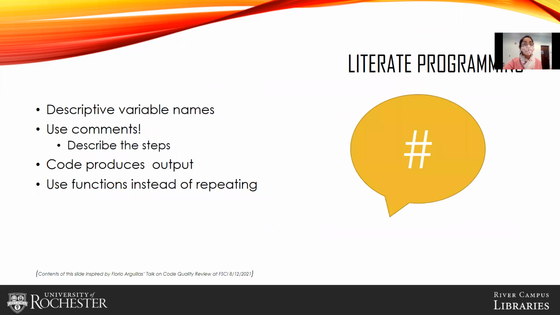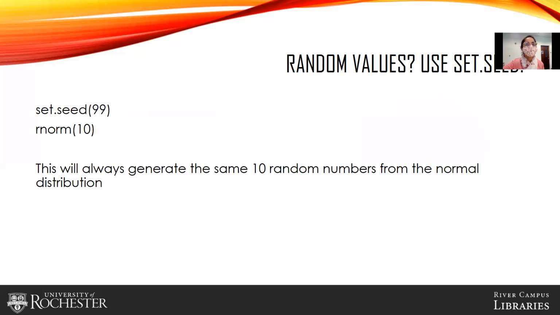And then descriptive variable names, describe your steps. Other thing is code produces output. So also think about if you have a few lines of code, that they should be doing something that's related to your program. It's not just you calculate something and then don't use it. It's good to have it clean to avoid confusion. And this is about random values and using set.seed or random.seed in Python.